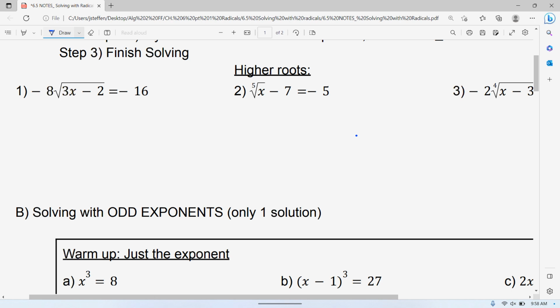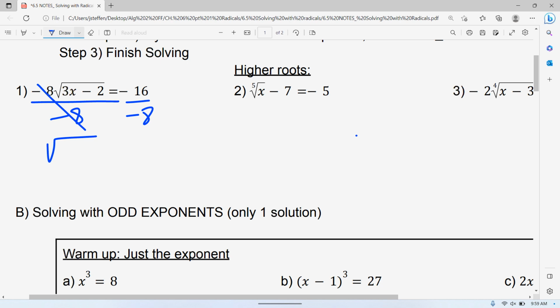So a lot of people try to add 8. Well, my question is, you're adding 8. If you are adding, that's because you're doing the opposite. Well, what am I subtracting 8 from? You're not, because it's not subtraction. It's a negative 8. We have negative 8 multiplied by the radical. We divide both sides by negative 8.